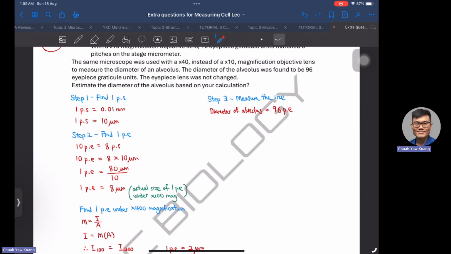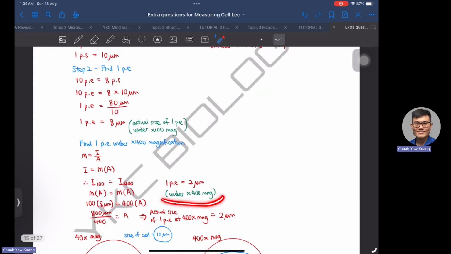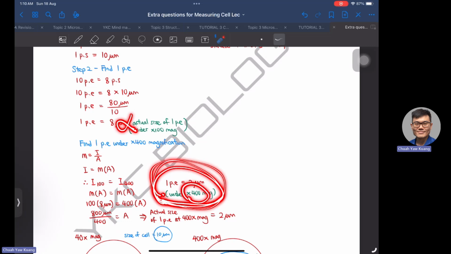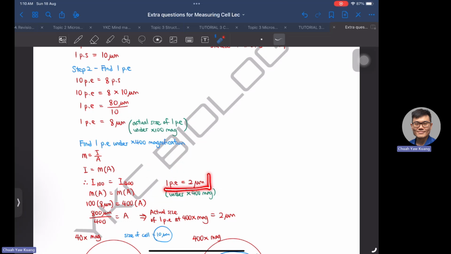And this data is taken when it is observed under the 40x objective lens, which means under 400 times magnification. So that's why when you want to find out one pitch on the IP2 equals how many micrometer, you have to use the one pitch data from 400 times magnification. You have to use this one and not this one, because it's under 400 times magnification. So 1 pitch is equal to 2 micrometer here.